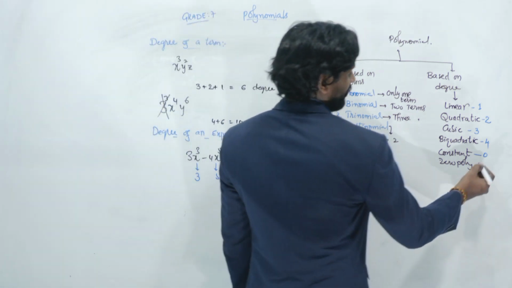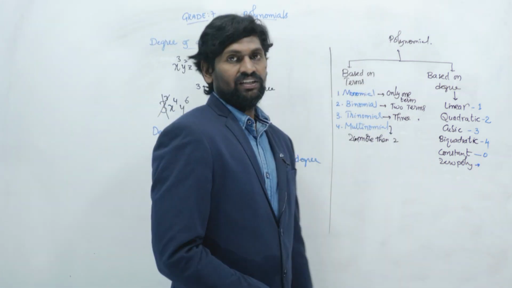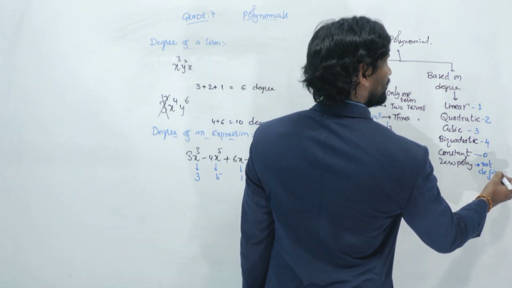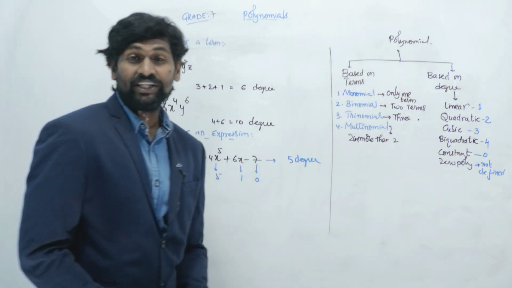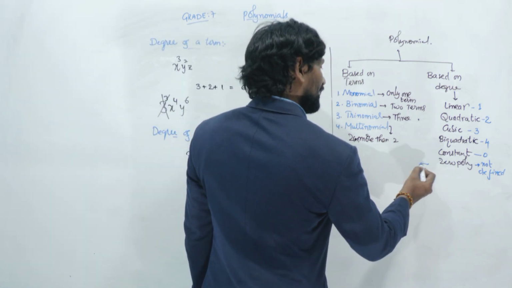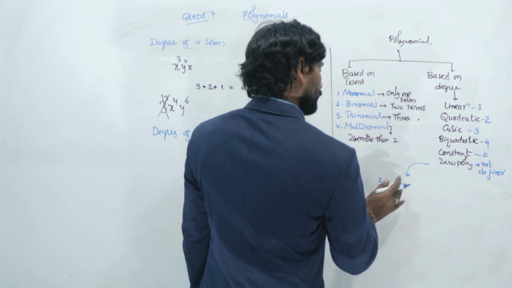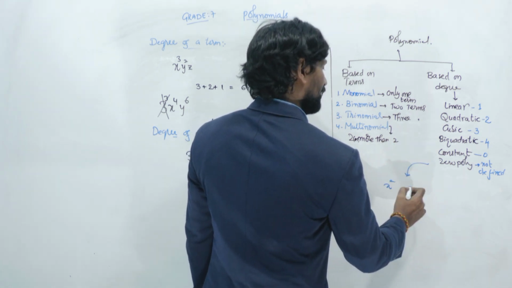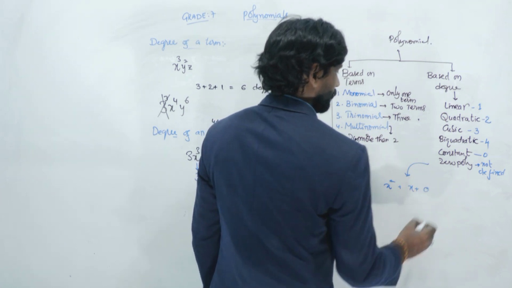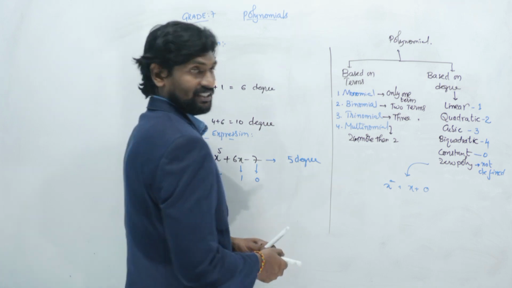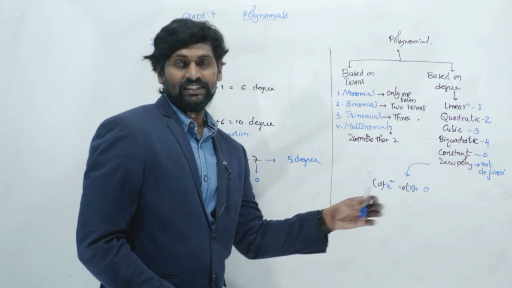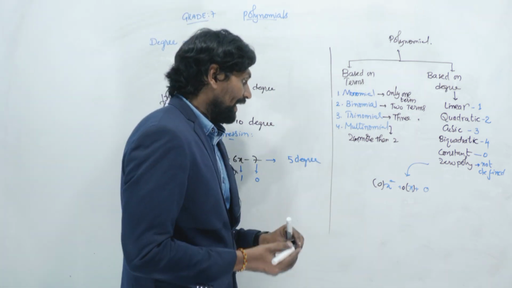Now what is the zero polynomial? The degree of the zero polynomial cannot be defined. The degree of the zero polynomial is not defined. Then what is the zero polynomial, sir? All the coefficients of the polynomial become 0. For example, if you take a quadratic polynomial, x square plus x plus 5, and write 0x square plus 0x plus 0, that is the zero polynomial example.